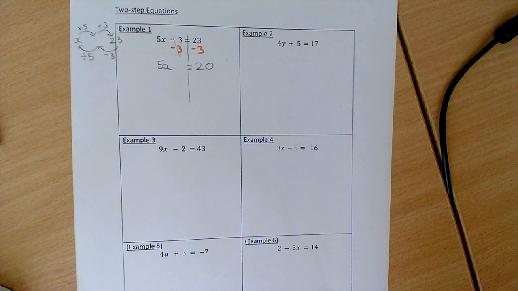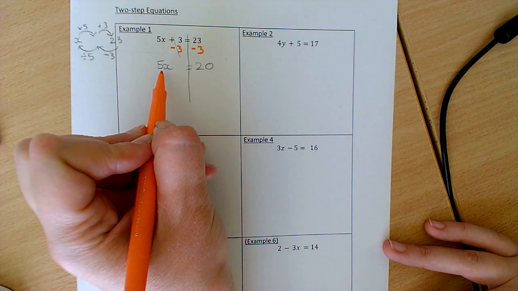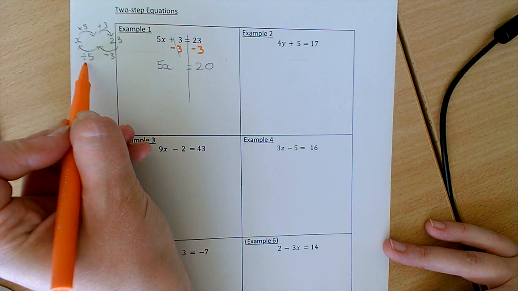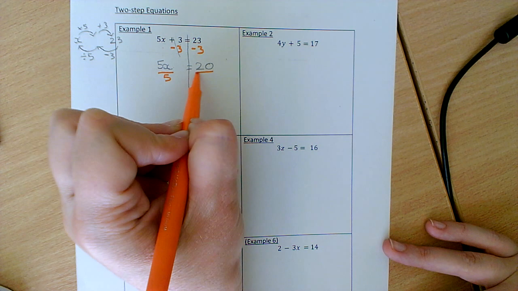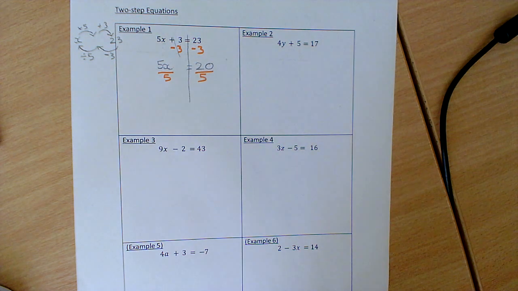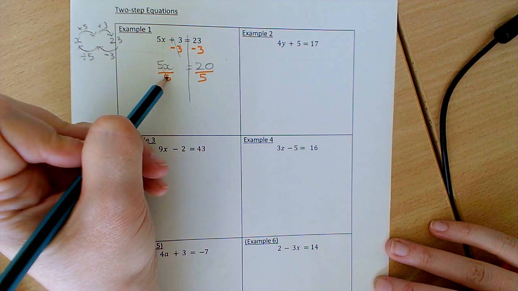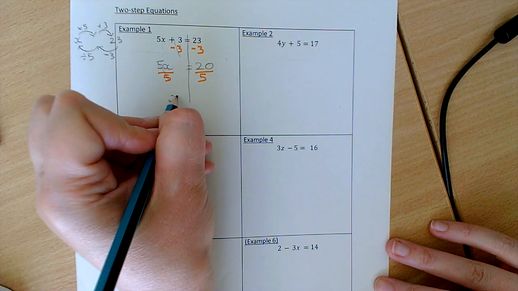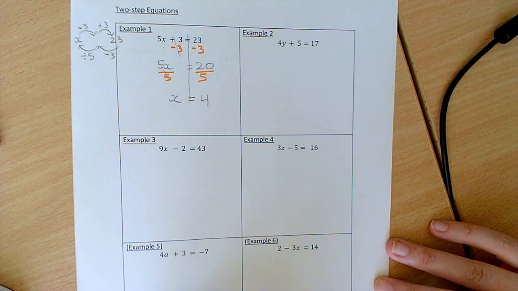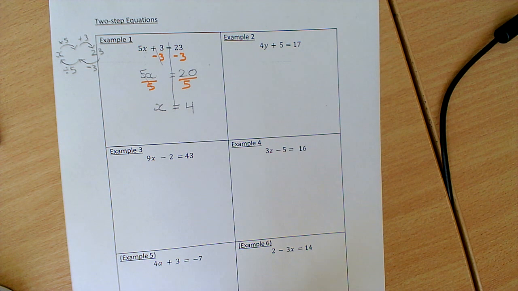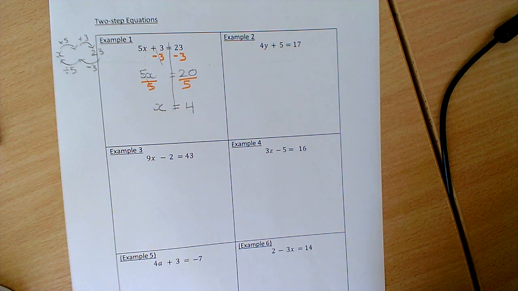What I'm going to do now is get rid of the 5 because I want to know what just one x is. So the opposite of multiplying by 5 is dividing by 5. See, I've already thought this stuff out at the beginning. So divide by 5, both sides, left-hand side, right-hand side. 5 divided by 5 gives me 1x. So I'm left with x equals 20 divided by 5, which is 4. So my answer to this question is x equals 4.